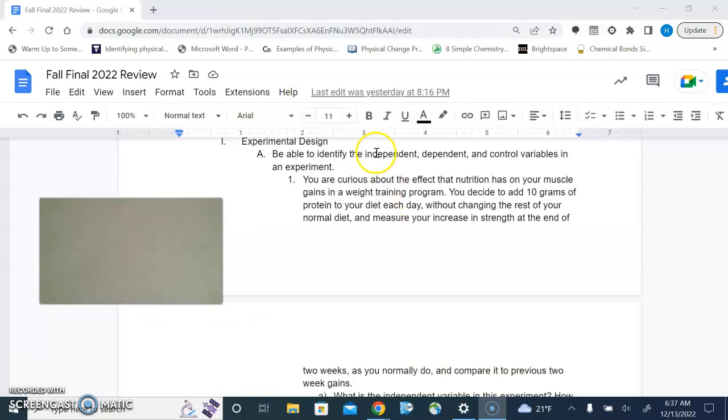We want to be able to identify the independent, the dependent, and the control variables. The independent variable is the variable that you are changing on purpose, the one that you're manipulating. The dependent variable is the one that you're measuring, that you're not in control of, all right? This is the one where you're kind of seeing the outcome. And then control variables are other things that you are going to do the same for each trial to make sure that they aren't affecting the outcome and that the only thing that's being affected is that dependent variable.